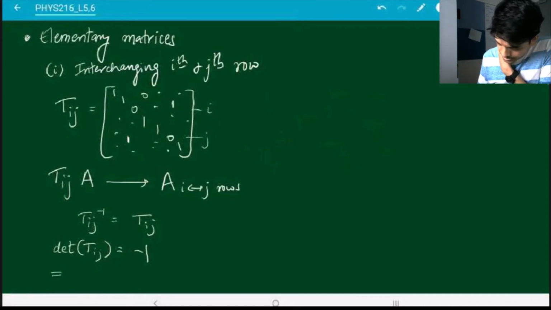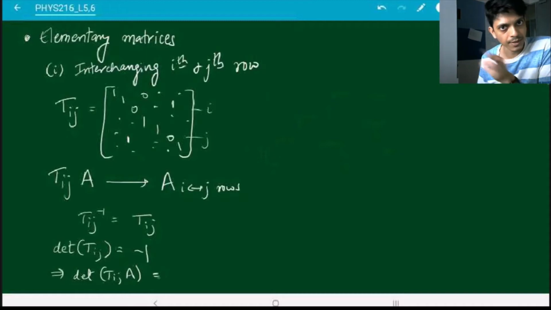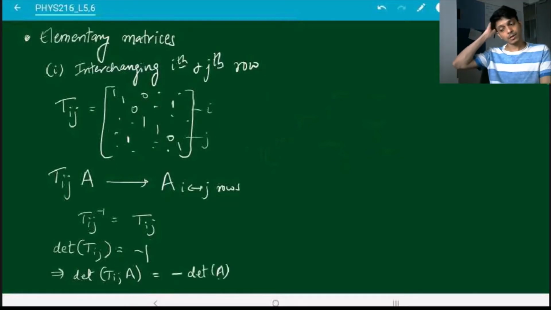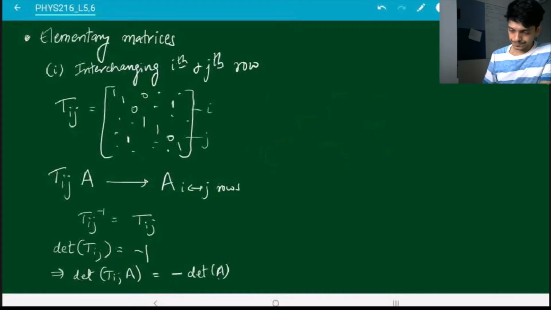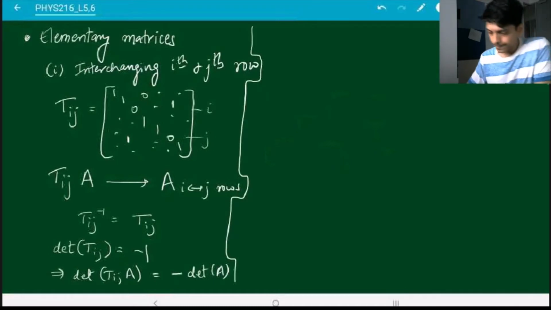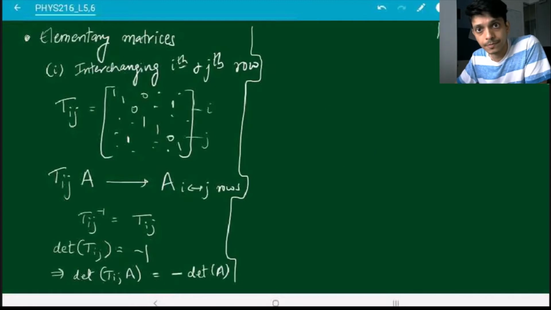What this means is that the determinant of Tij times A is, since the determinant of AB is the determinant of A times the determinant of B, which is a theorem in linear algebra, just minus the determinant of A. So these are the properties of this matrix Tij. So here's how you would interchange two rows using just matrix multiplication.